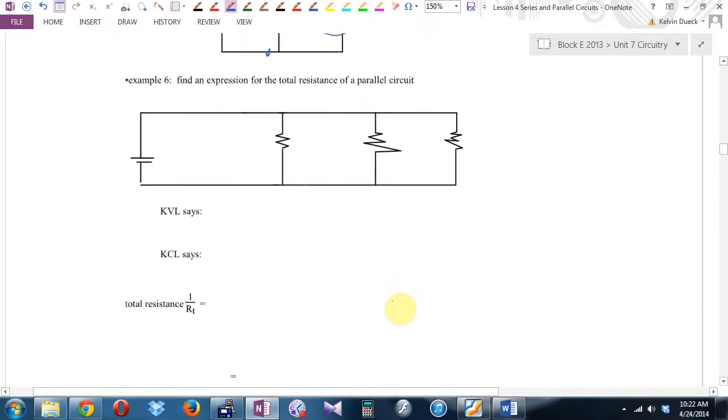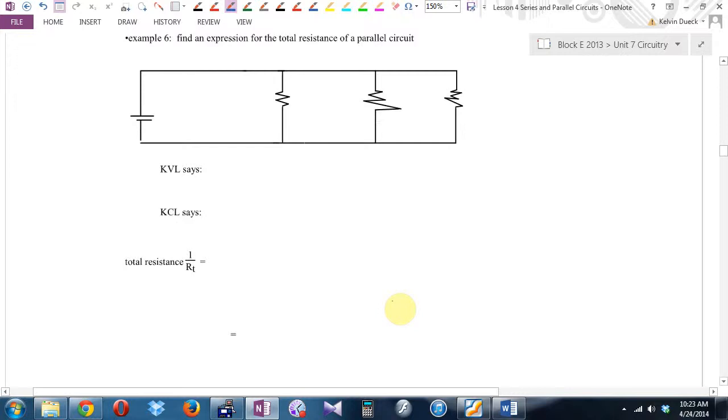Example 6 says, find an expression for the total resistance. And I was going to do a lovely little proof. I'm not. By the way, this is much tougher than the previous. This is where you want to focus. You cannot find total resistance of a parallel circuit. All you can find is its reciprocal. That's why it doesn't say total resistance. It says 1 over R total. And to find 1 over R total, it turns out it's 1 over R1 plus 1 over R2 plus 1 over R3.